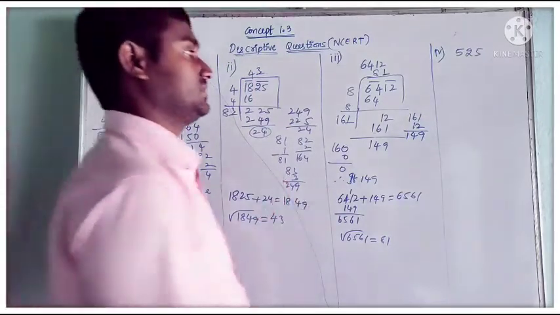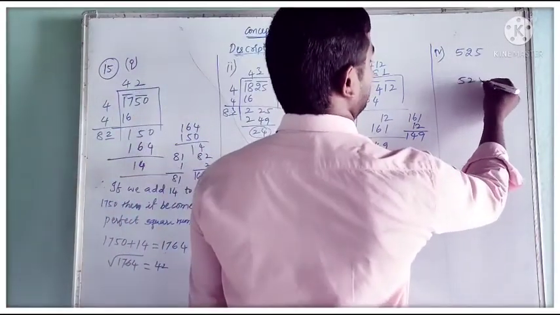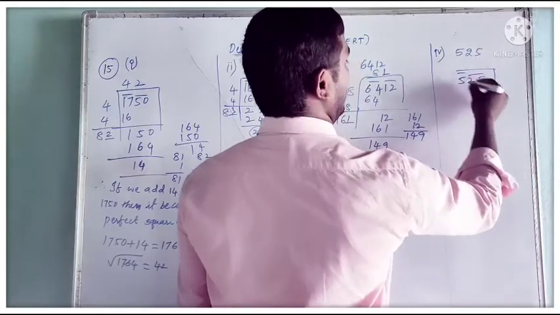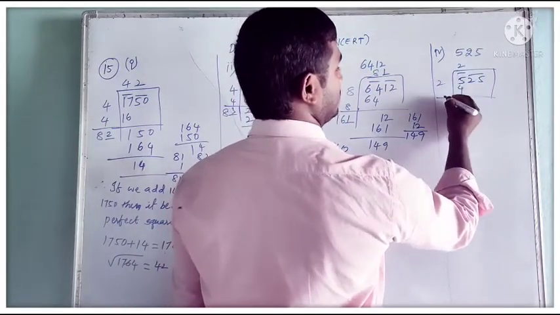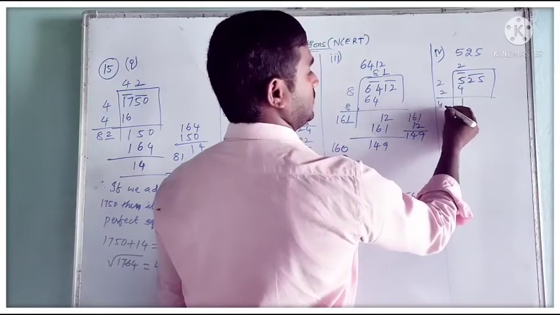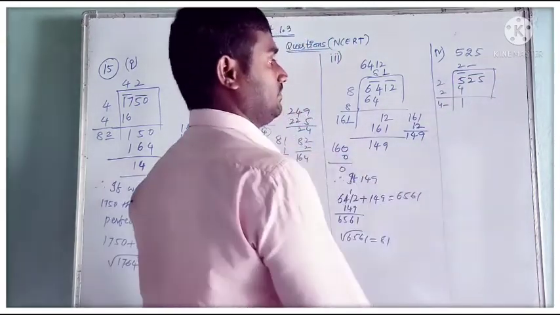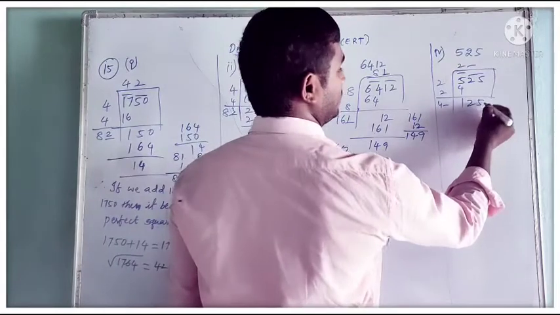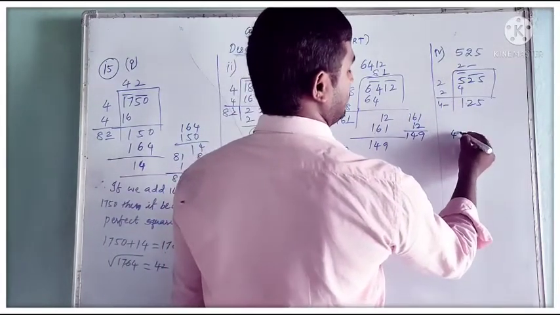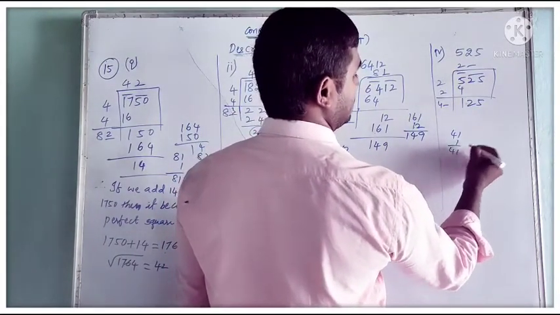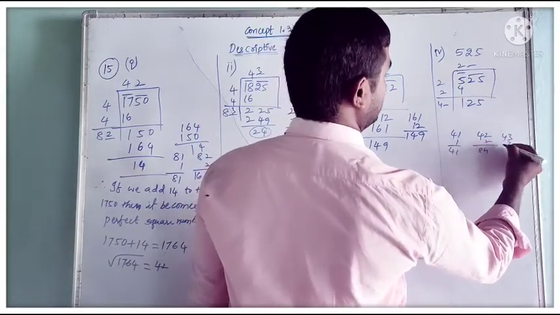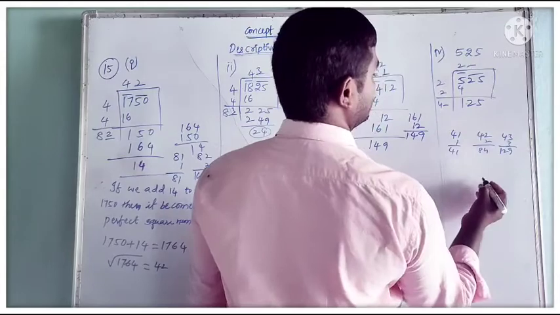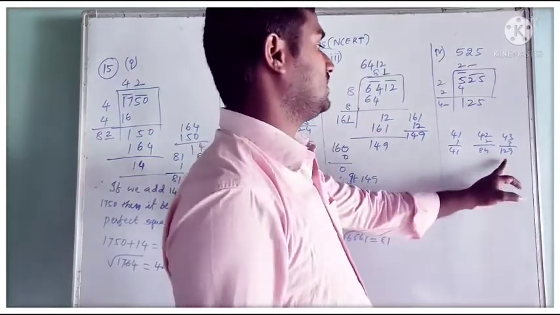Next question, 525. Take the bar and add like this. 2 2s are 4. You add 2 plus 2, 4. Here 1 digit will come, here 1 digit will come. Draw down 25. 41 ones are 41, 42 2s are 84, 43 3s are 129.